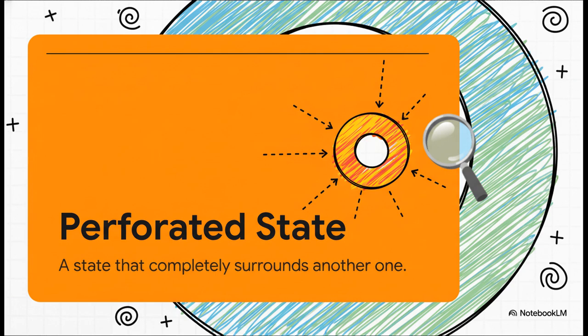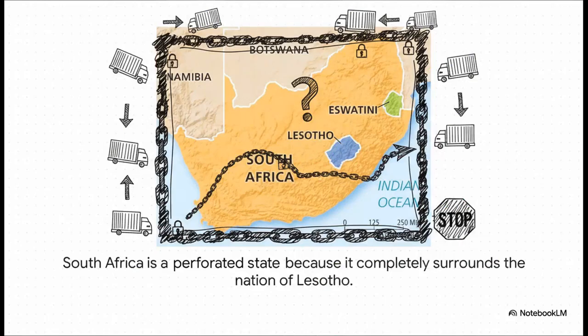The country that's the donut hole is completely dependent on the country that's surrounding it for, well, just about everything. And the textbook example here is South Africa. It's a perforated state because it completely, totally surrounds the country of Lesotho. I mean, think about that. For Lesotho to trade with the outside world or import and export anything, it all has to go through South Africa. That creates a massive power imbalance, you know?